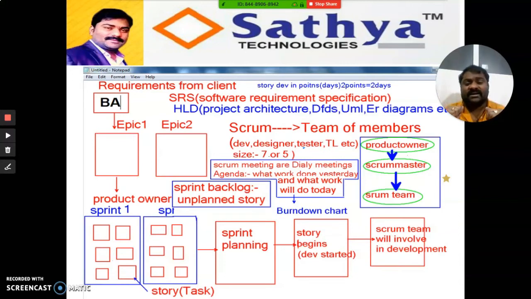These are all different stories. Is it clear? The stories belong to a particular category. A total project is divided into multiple stories kept in an epic. So an epic is a collection of stories.